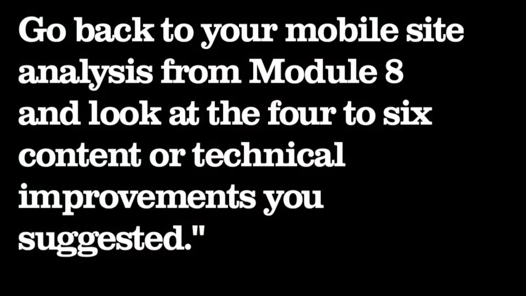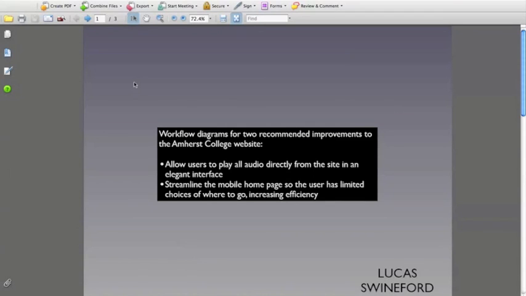So why don't we take a look at the actual working assignments that you'll have to hand in. They both start with the same instructions. Go back to your mobile site analysis from Module 8 and look at the list of 4 to 6 content or technical improvements that you suggested. So for the first assignment in this module, I'm asking you to choose 2 of those improvements and create a process flow diagram for each.